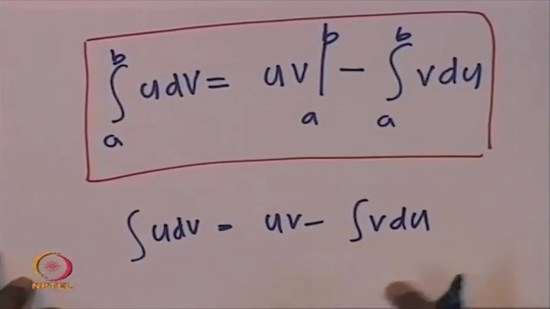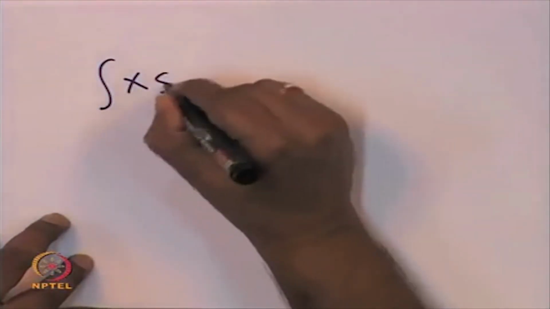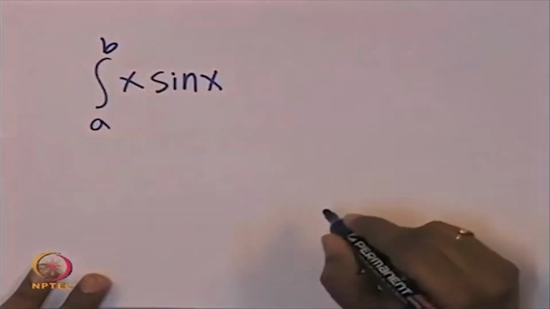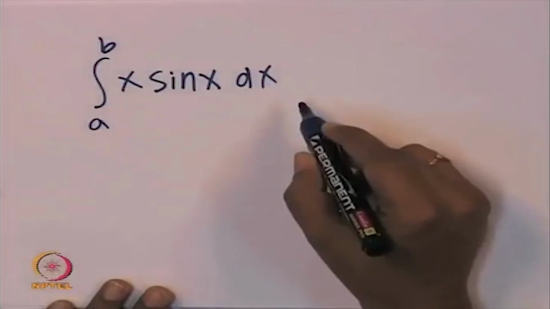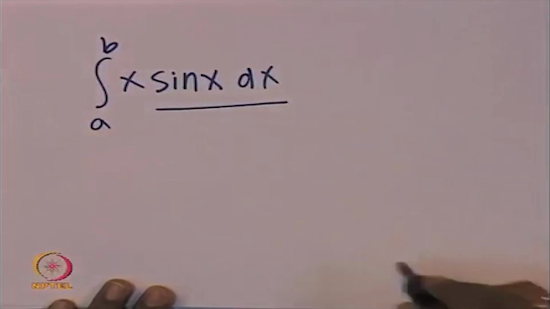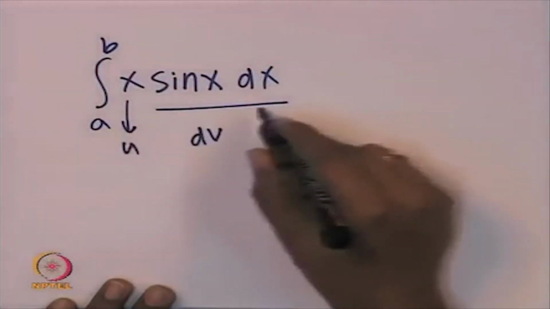Now, let us do an example to be clear here. Integral x sin x, let us say in the limit a to b, dx. This is what you want to do. So, what is sin x dx? You can think of x as u and sin x dx as dv. So, this is like integral u dv.